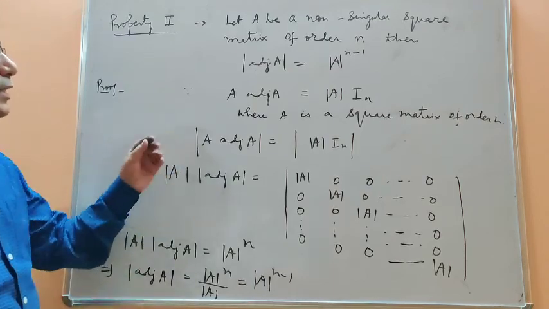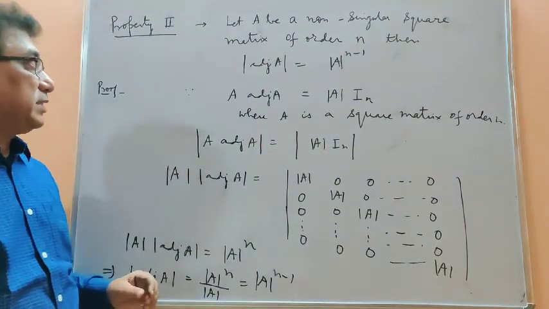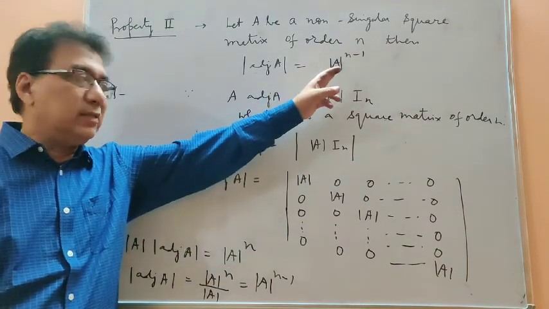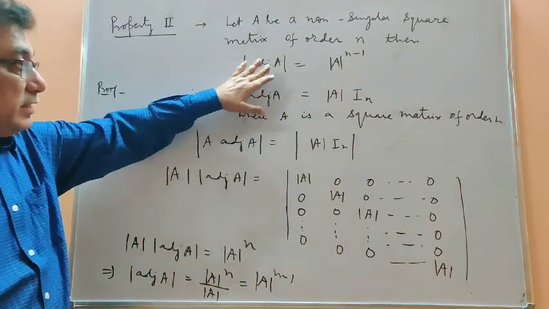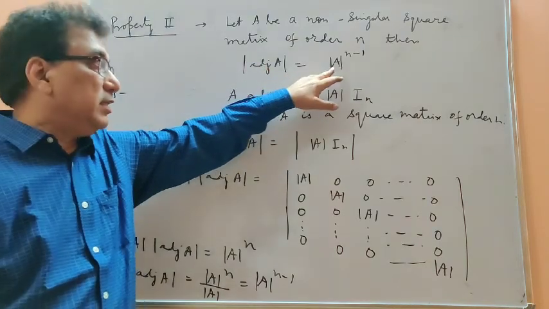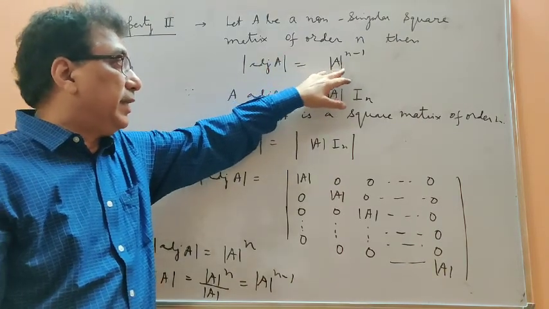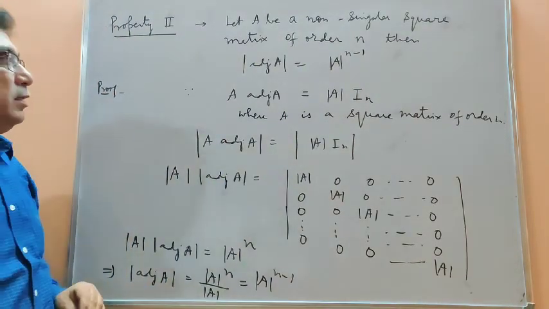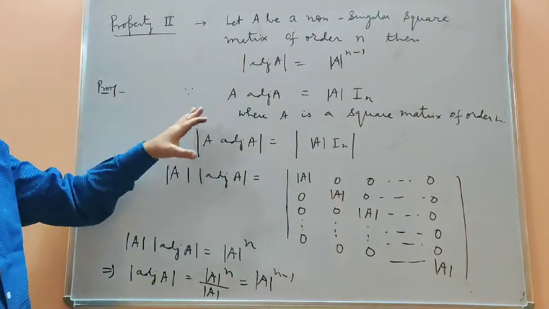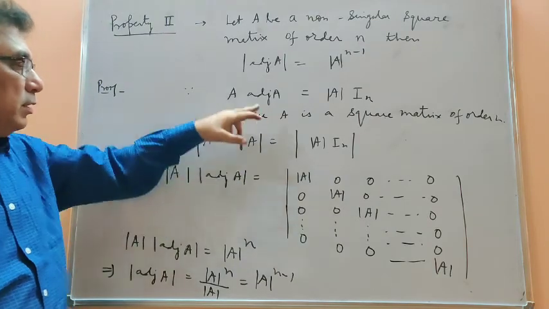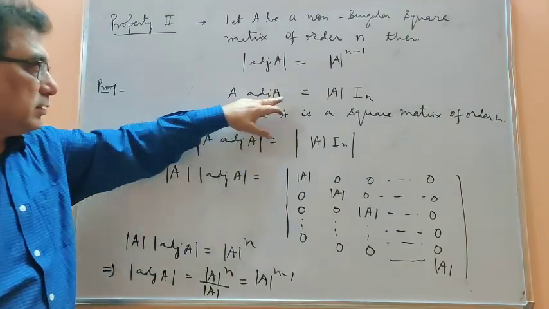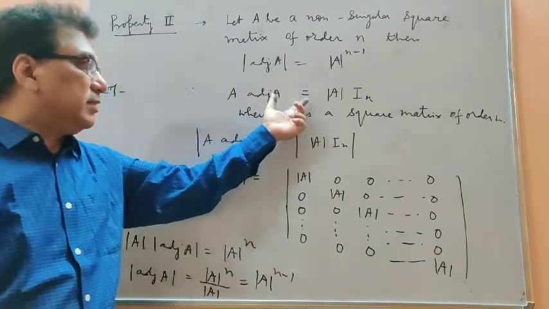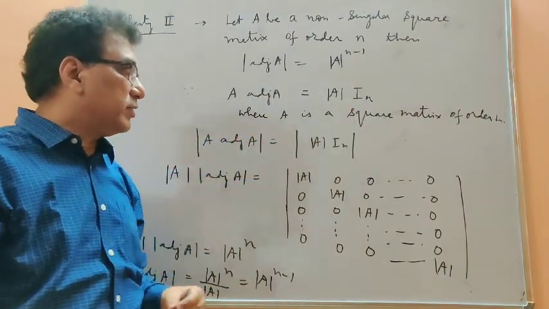Now this is property number 2, which says that if A is a non-singular square matrix of order n, then the determinant of its adjoint is determinant A to the power n minus 1, where n is the order of the matrix. The proof is very simple. It is based on the previous theorem. We know that this is the result of the previous theorem. When a matrix is multiplied by its adjoint, we get determinant A times the unit matrix of the same order.